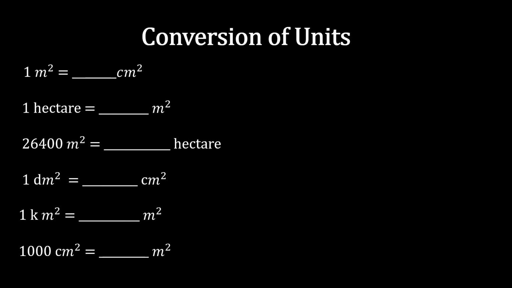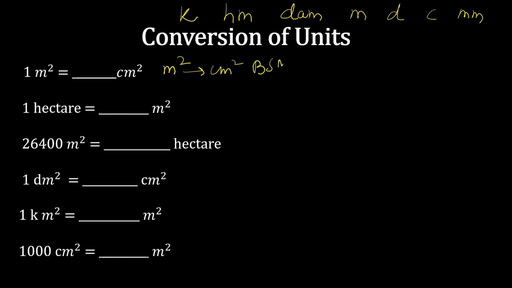Now you can pause the video and try to solve all these units. So let us see, we have to convert 1 meter square to centimeter square. So first write from which unit to which unit you have to convert, meter square to centimeter square. As I told you, always write all 7 units in order first. Whenever in the exam you are just converting, first always write these 7 units: kilometer, hectometer, decameter, meter, decimeter, centimeter, millimeter.